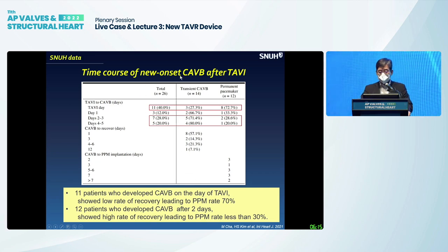Here is the time course of new onset AV block after TAVI, from the onset of complete AV block after TAVI. On the day of TAVI, about 11 patients. 1 day after TAVI, three. 3 days, seven. 5 days, five patients. The important thing is that earlier onset AV block showed a lower rate of transient recovery, requiring a high percentage of permanent pacemaker. But patients who showed AV block in the later phase usually showed recovery, avoiding pacemaker implantation.